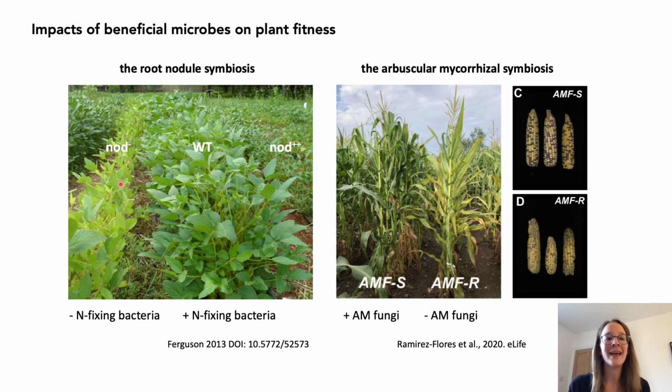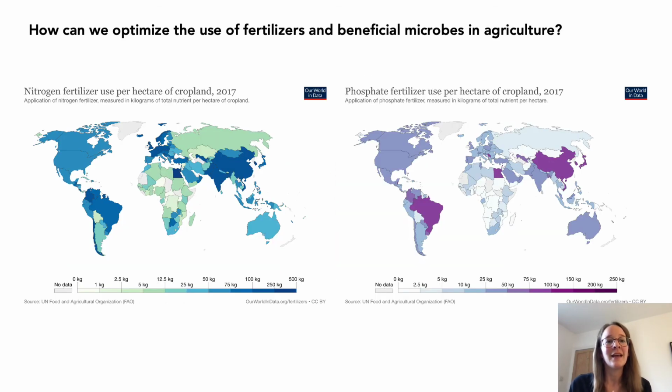Now, one of the caveats of these beneficial interactions, and these two symbiotic interactions in particular, is that they're only established when the nutrient levels are very low in the soil. At the moment in agriculture, we often use very high levels of fertilizers to support plant growth and to increase the yield. And that means that actually these symbiotic interactions are not required by the plant and they're not established.